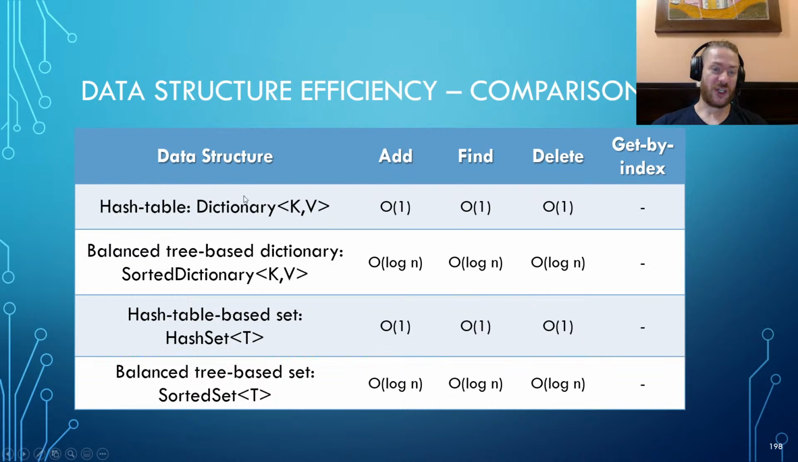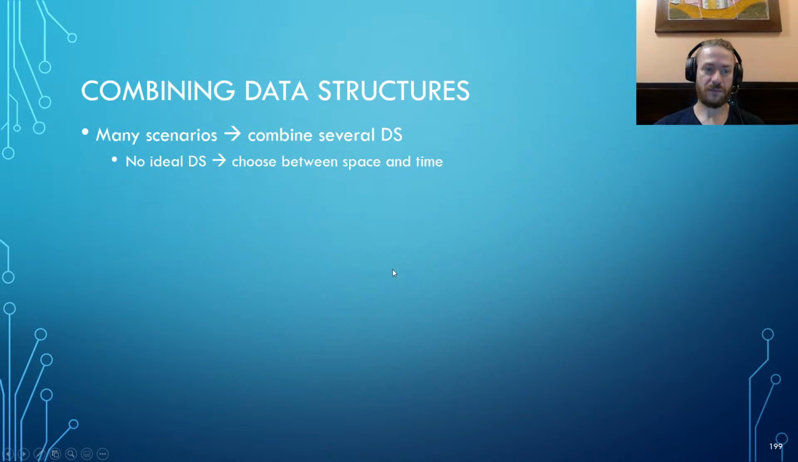Hash table, which is a dictionary, has very fast add, find and delete, but not get by index. Balanced tree based dictionary, which is a sorted dictionary actually. The sorted dictionary has a red black tree behind it. It's very fast for adding, finding and deleting. Hash table based set, it's very fast for everything but doesn't have an index, and so on.